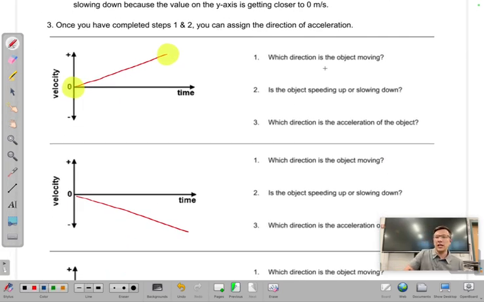Which direction is it moving? It's moving in the positive direction because this red line from here to here is always on the positive half of the graph the entire time, okay? It has nothing to do with the fact that it's a positive slope.